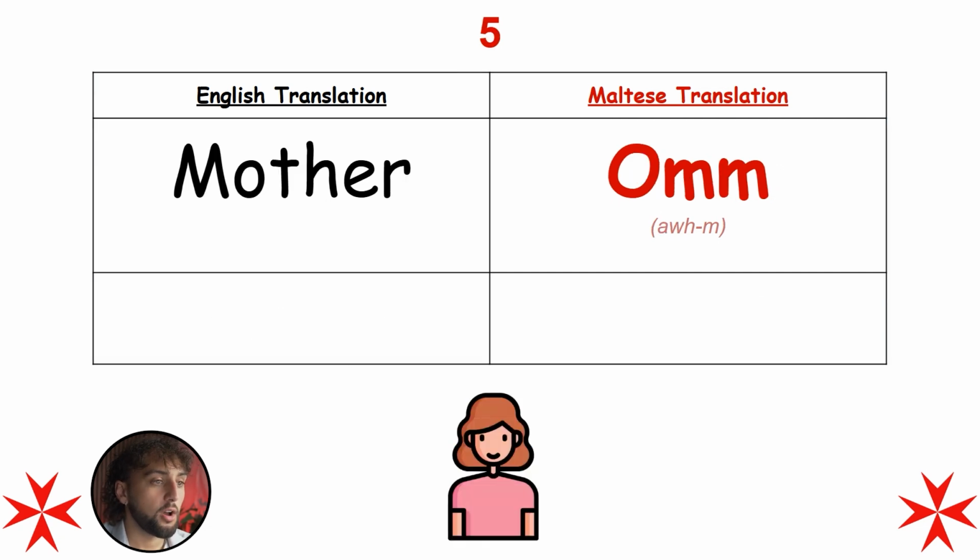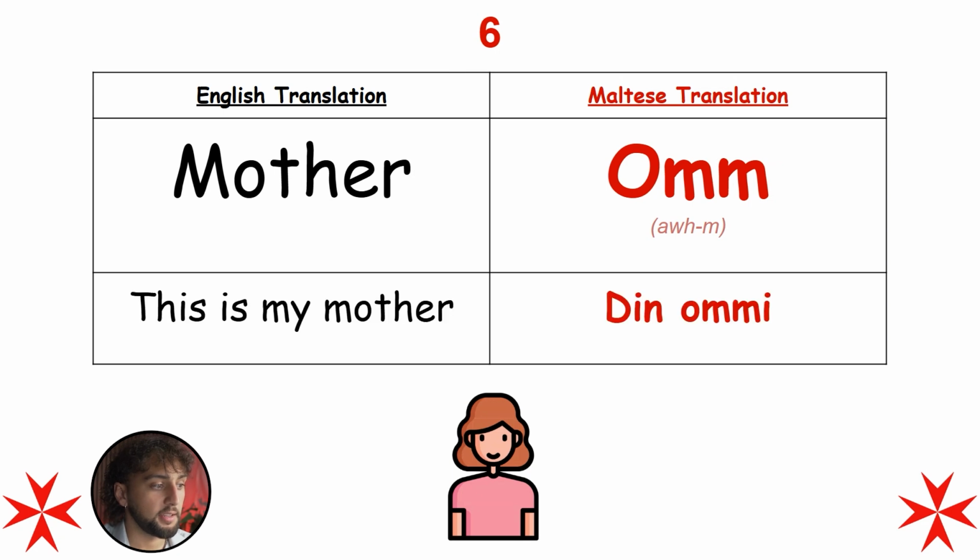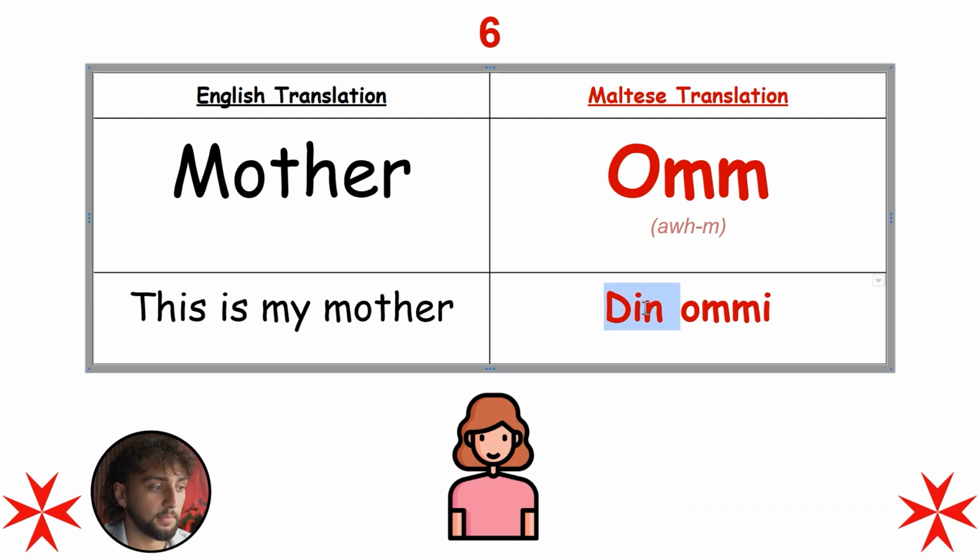Om for mother, and din ommi for this is my mother, or this is my mum. See how we use the word din? That's of course because mother is a feminine word. But why did om become ommi?